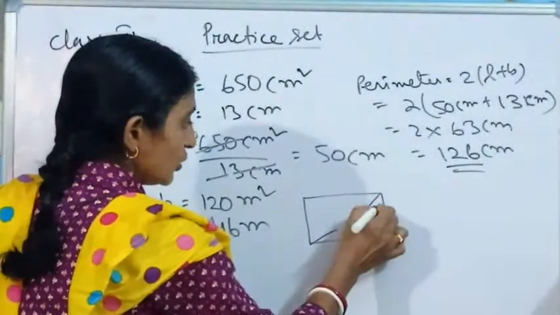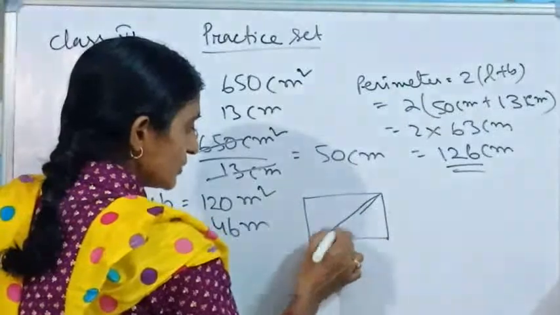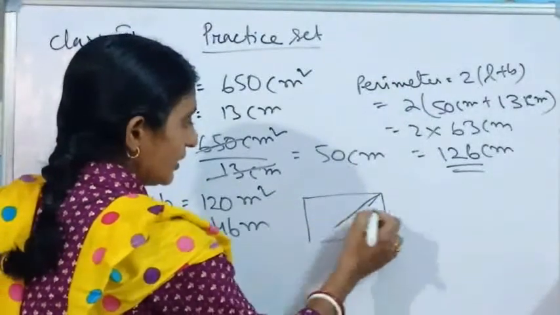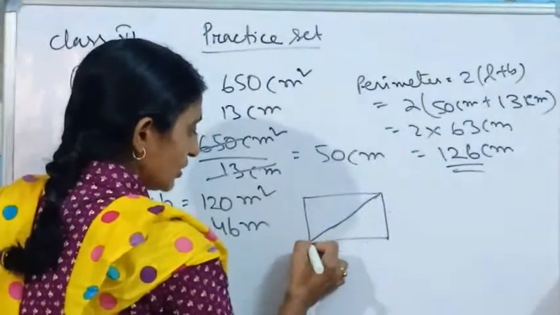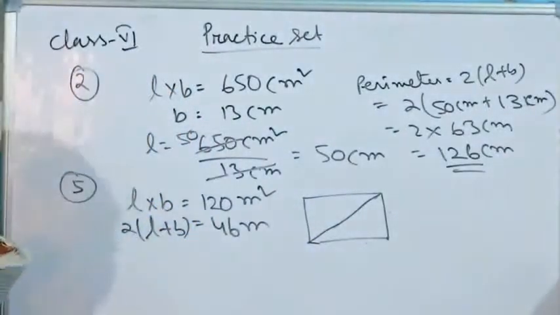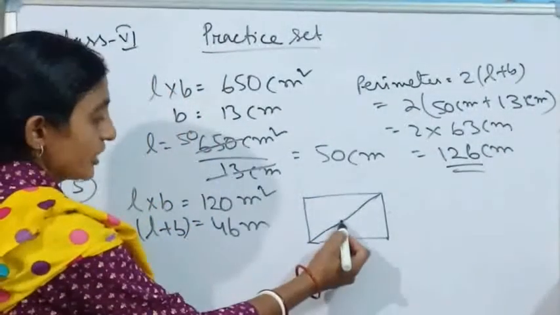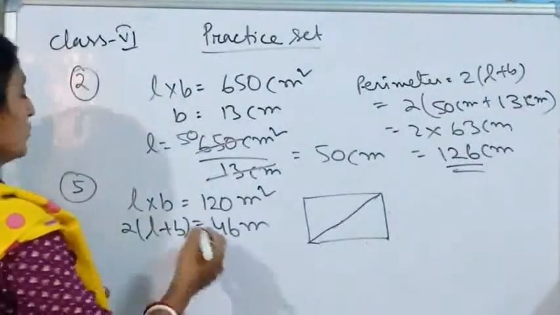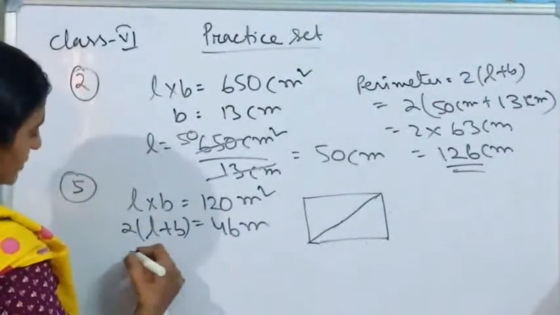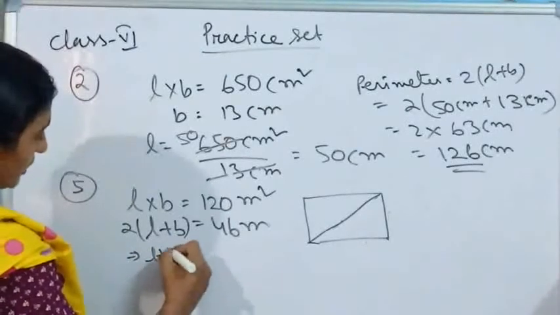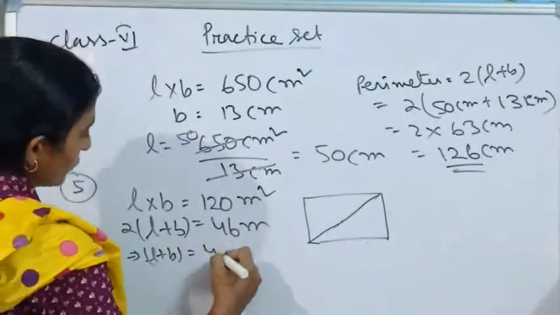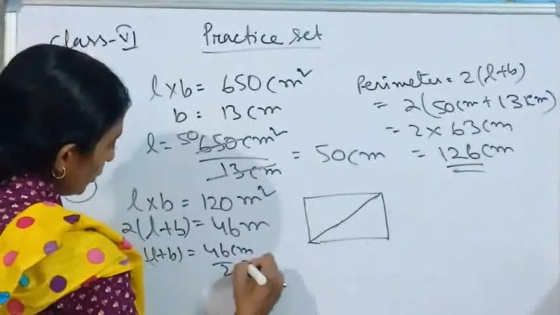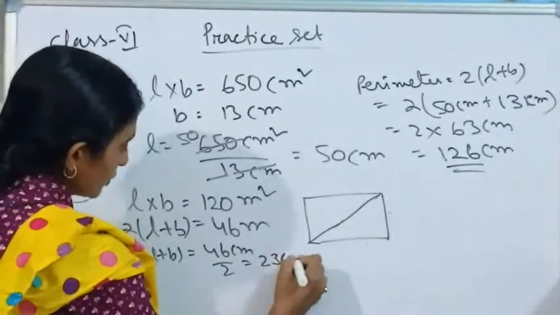Diagonal is what? It will join the opposite vertices of this rectangle. Okay, it will be something like that. Okay, so let's come to this one. How can you solve this one? The length of this diagonal is asked in this question. Now what more can we do here? Yes, I can change this one, that only L plus B, which will be 46 centimeter by 2. That means we can write it 23 centimeter.